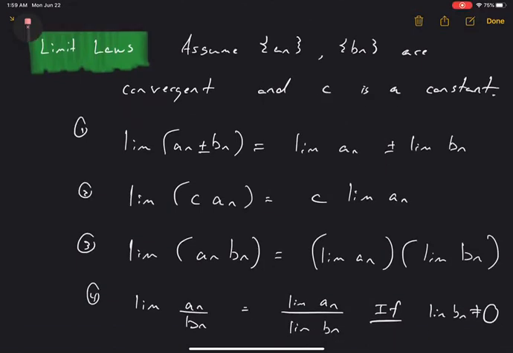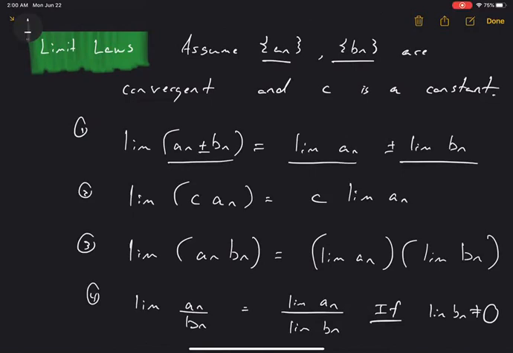So let's assume a_n and b_n are 2 convergent sequences. This convergent is really important. This way of splitting up limits only works if these limits are convergent, right? And let's assume c is just a constant. We have these nice rules or laws. If I take the limit of a_n plus b_n or the limit of a_n minus b_n, that's just going to be the sums of the limits. It's the limit of a_n plus the limit of b_n.